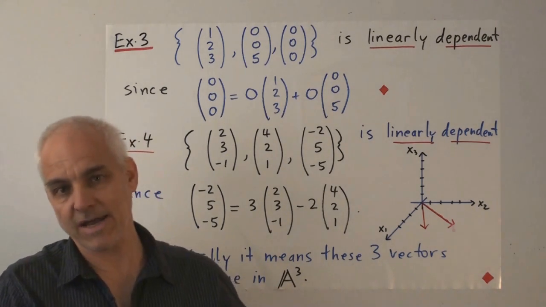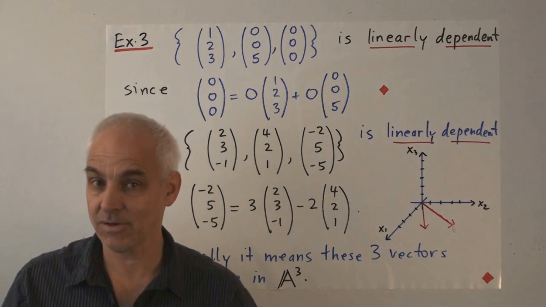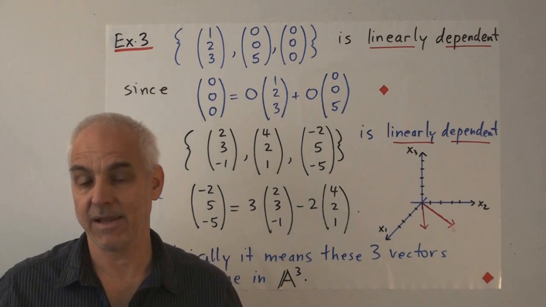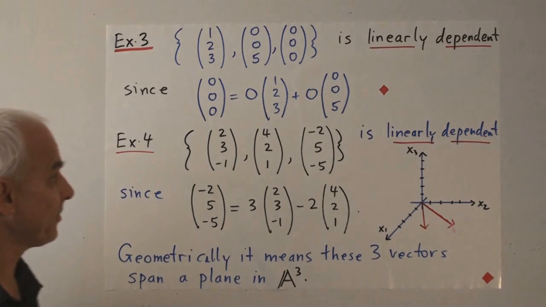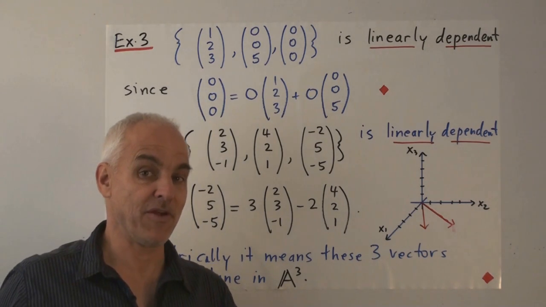And so generalizing that, if you have any set containing the 0 vector, then that's going to be a linearly dependent set. Unless you just have the 0 vector all by itself.